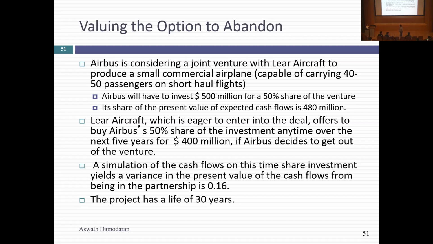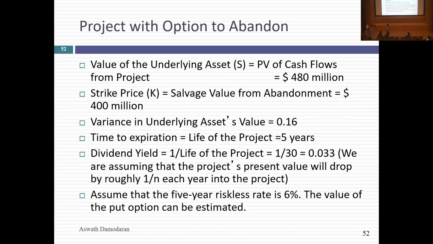And in fact, there's a lot of uncertainty about this business. Let's say 0.16 is the variance in value. You can see why you might be induced to becoming part of the project. So let's value that put option. Here's what the inputs look like. The S in the model is the present value of the cash flows as of right now, $480 million. The K in this model is what you will get if you walk away, 400. Would you walk away today? No, because you get more than the 400.